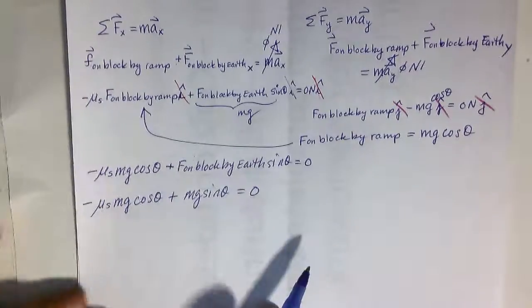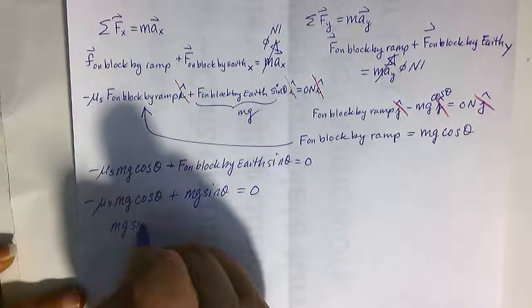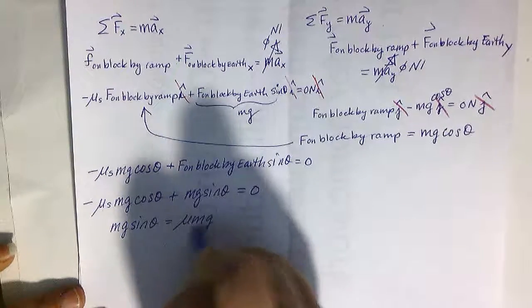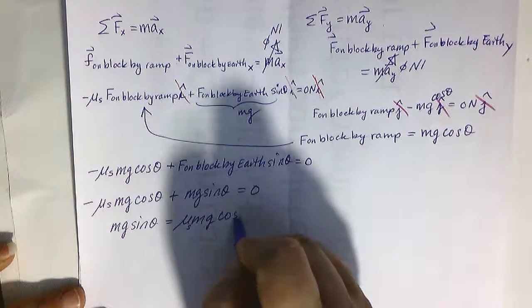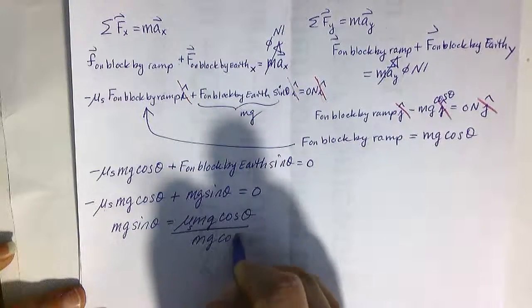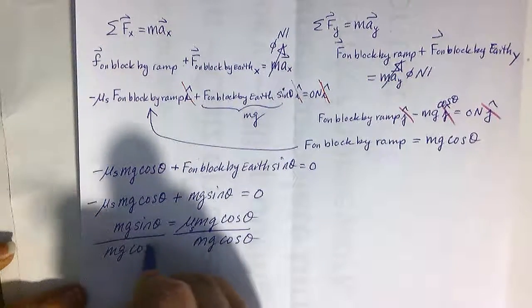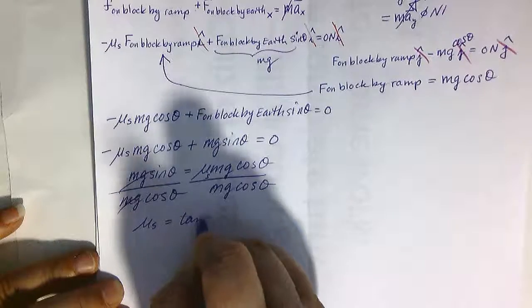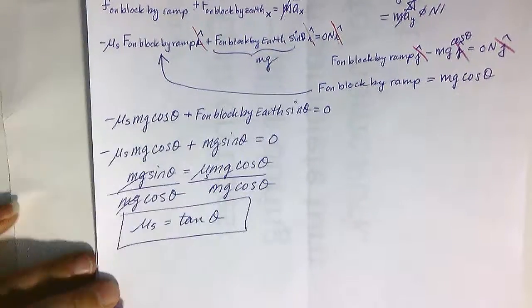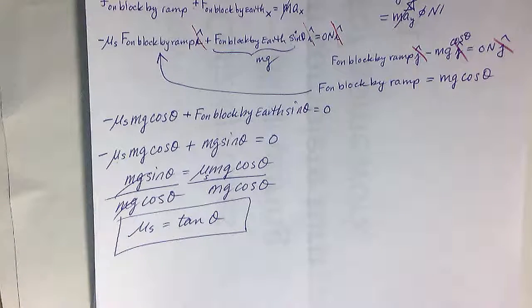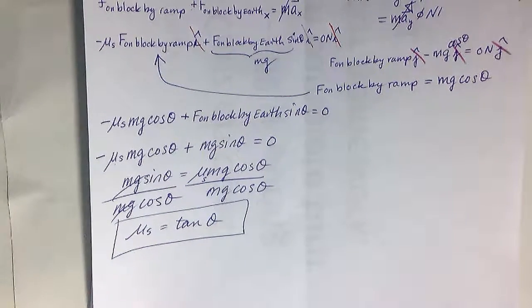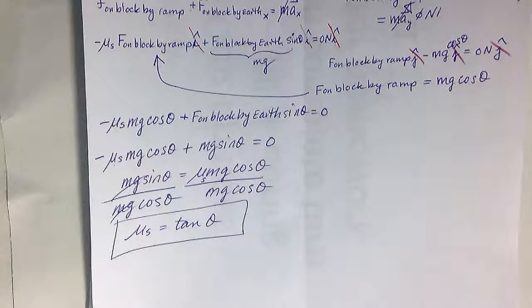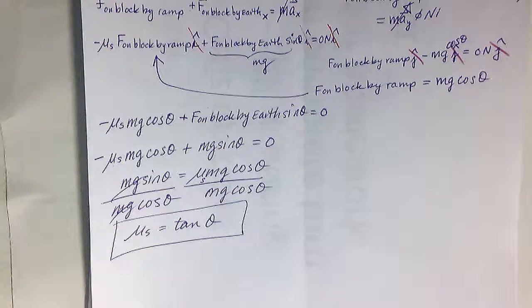Okay, I'm going to take this to the other side, and I end up with mg sine theta is equal to mu sub s mg cosine theta. I'm going to divide both sides by mg cosine theta. The mg's cancel out, and that means that mu sub s is equal to tangent theta. Now, do not memorize this. This is a block stationary on a ramp. Actually, it isn't. It's moving at a constant velocity. Sorry. This is a block that is sliding down a ramp at a constant velocity.